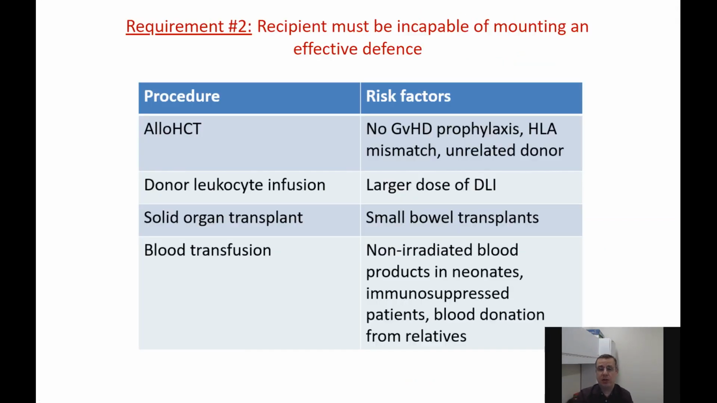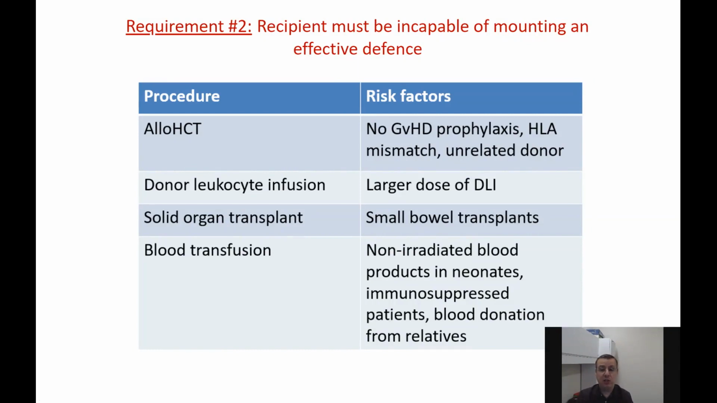The second requirement is that the recipient of these T cells must be incapable of mounting an effective defense. So the most frequent setting in which we see graft-versus-host disease is in the allogeneic transplant setting. And there are certain risk factors associated with that, which we will discuss further down.